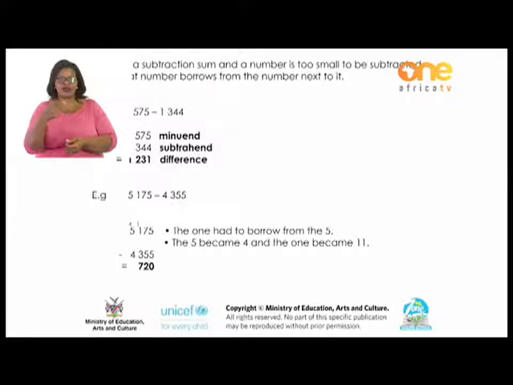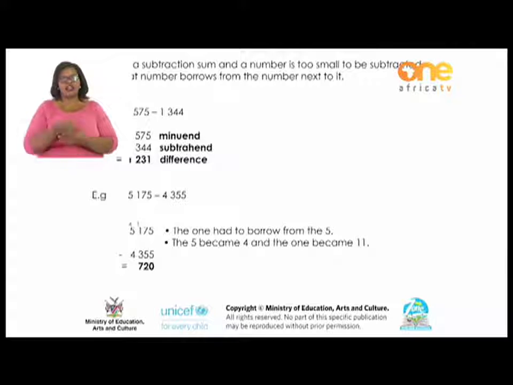2,575 minus 1,344. The big number, 2,575, is written on top. The small number, 1,344, is written at the bottom. And now we minus the two numbers from each other. Then we say 5 minus 4 equals 1. 7 minus 4 equals 3. 5 minus 3 equals 2. And 2 minus 1 equals 1. And that is equal to 1,231.